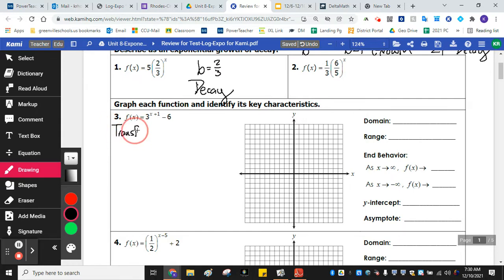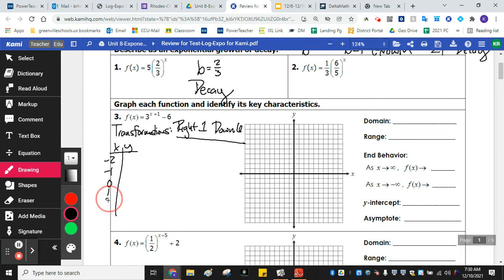Transformations. This is going right 1 and down 6. And I usually plug in -2, -1, 0, 1, and 2. But since I'm taking it right 1, I'm going to add 1 to all of these. So the numbers I am going to plug in are -1, 0, 1, 2, and 3. So -1, that'd be, I'm not going to waste your time. I'm just going to put it in the calculator.